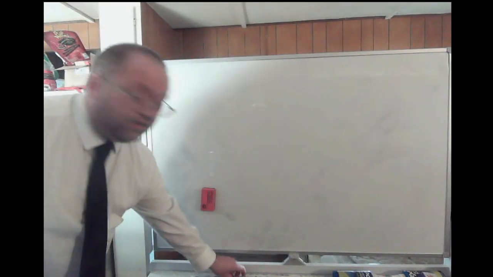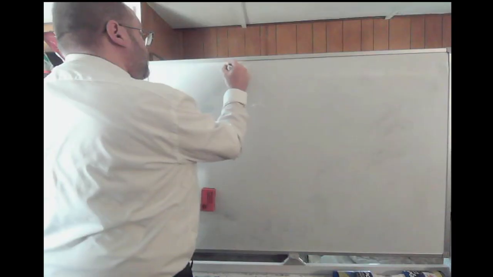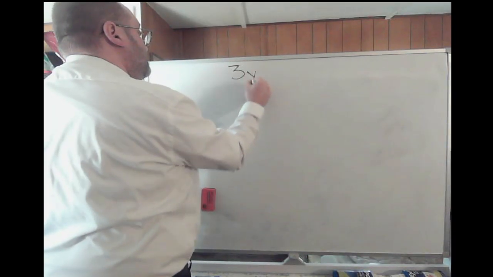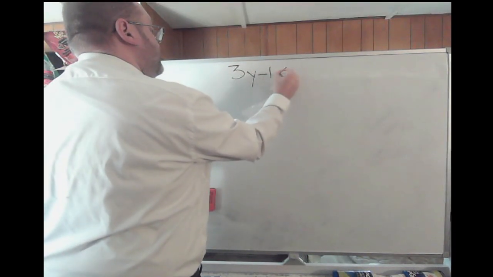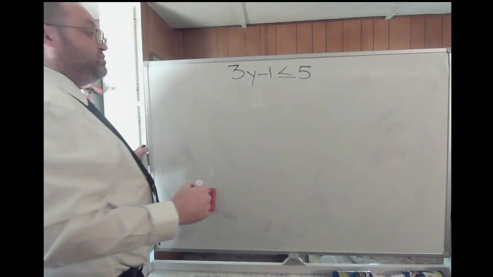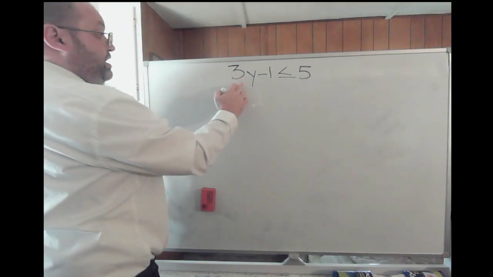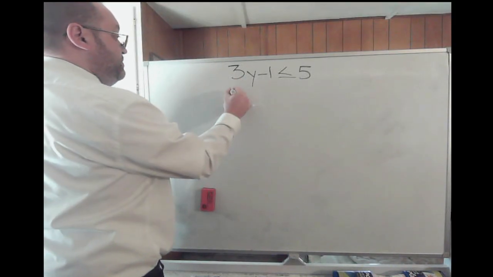Alright, what do we got here next? We got 3y minus 1 is less than or equal to 5. Alright, so 3y minus 1 is less than or equal to 5. Well, we want to get that 3y by itself. We have minus 1, so we need to add 1.